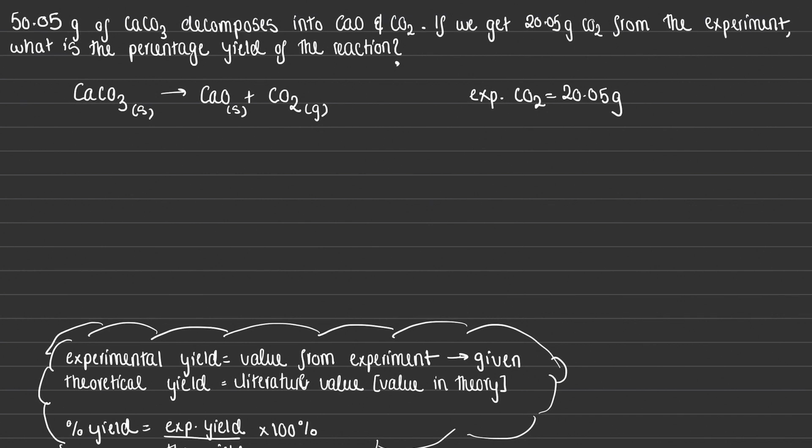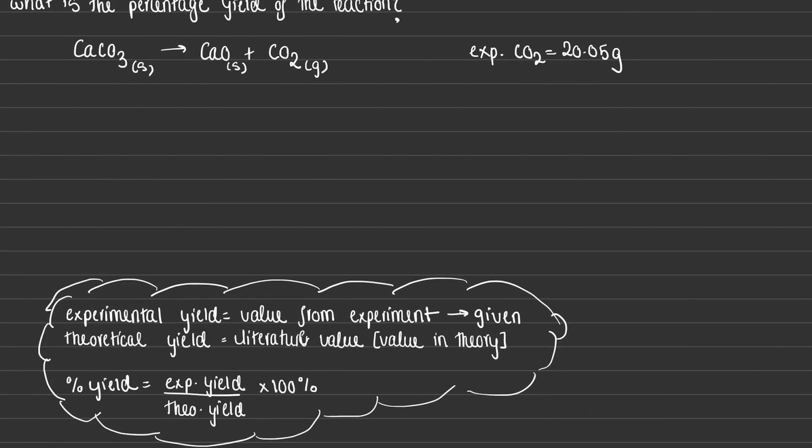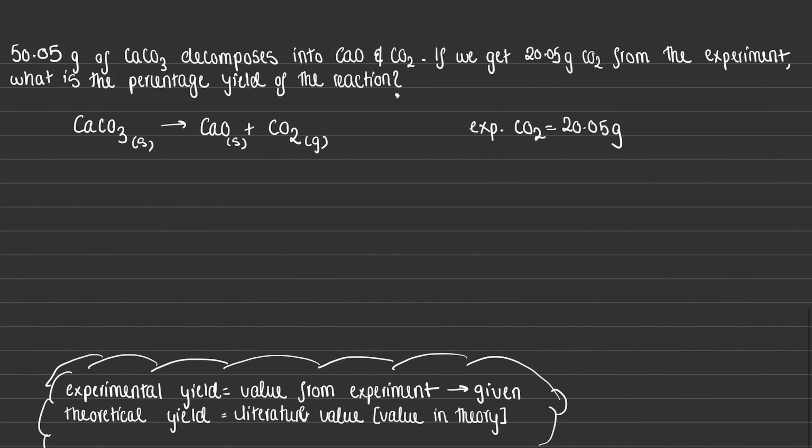So our first definition is for experimental yield, which is the value that we get from an experiment. And usually in a question about percentage yield, it is the value that we are given. So let's look at the question.